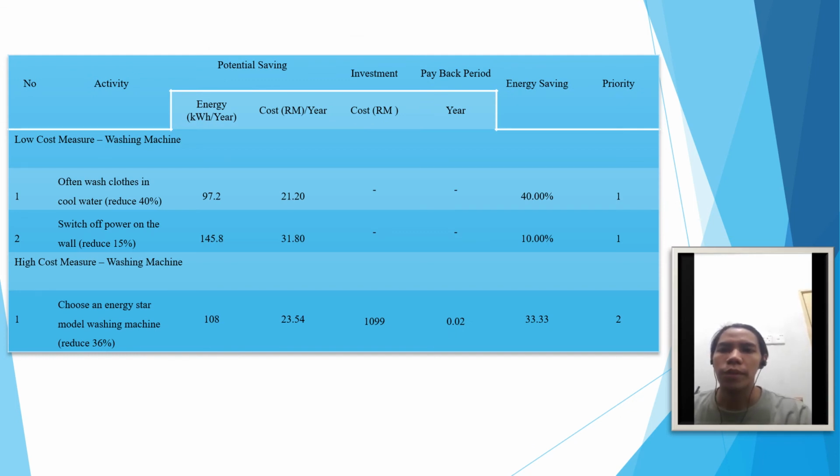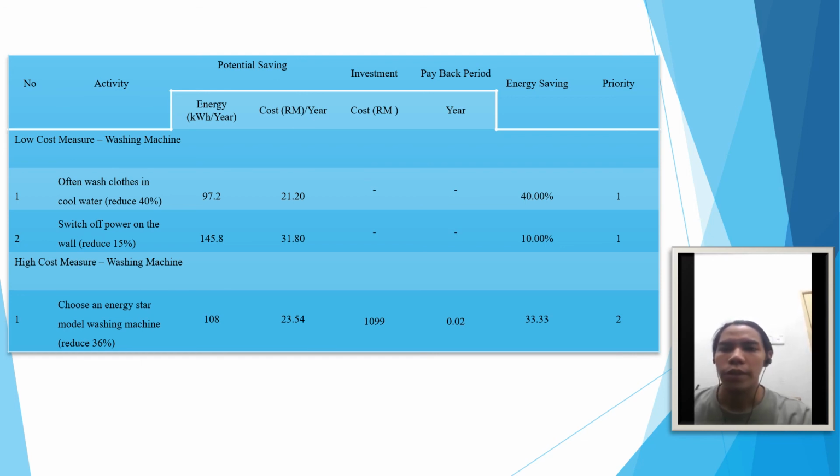Next one is the washing machine. For the low cost measure of the washing machine, first one is to wash clothes in cool water. It will reduce 40% of energy use, that is 97.2 kilowatt hour and will cost around 21.20 cents. Second one is to switch off the power on the wall. It will reduce 50% of energy, that is 145.8 kilowatt hour and will cost RM 31.80.